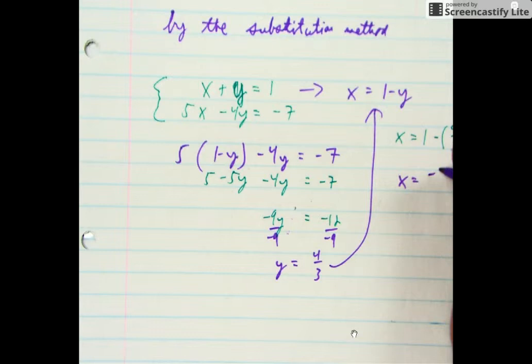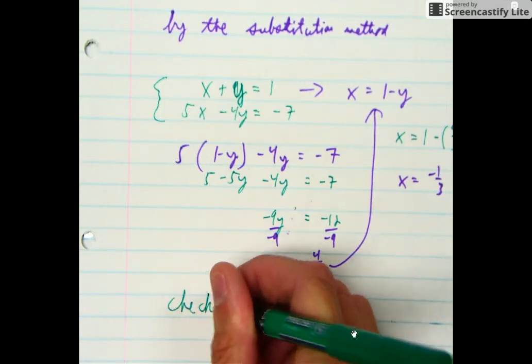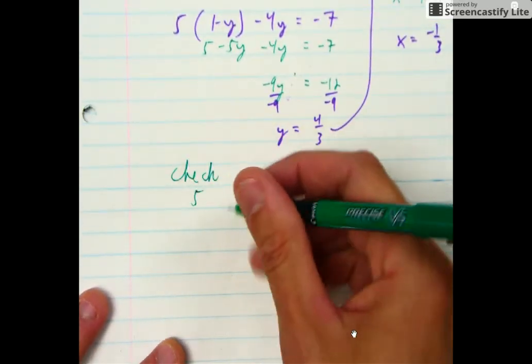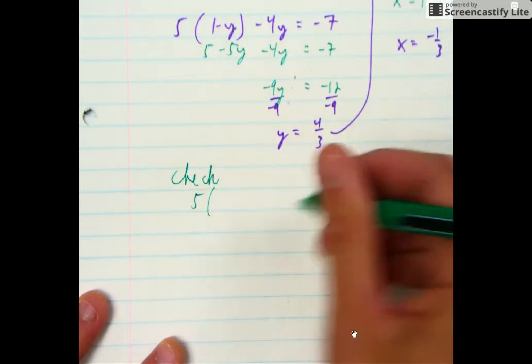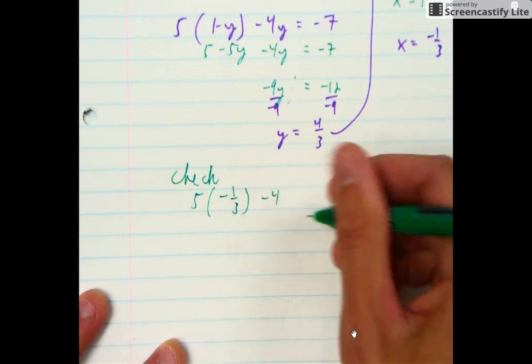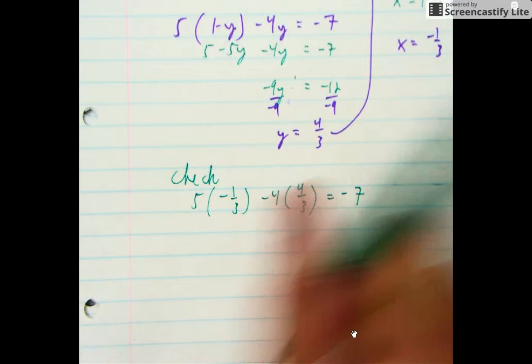Now I need to check that to make sure that -1/3, 4/3 doesn't just work for this equation, but so that it works also in the other one. So I'm going to substitute both these values into this equation. I'll call that my check. Move this up a little bit. X was -1/3 and y was 4/3 equals -7.